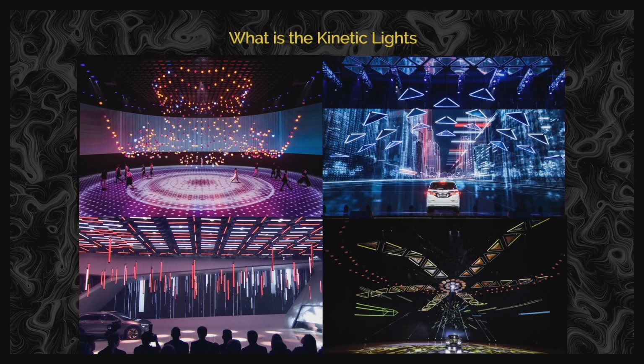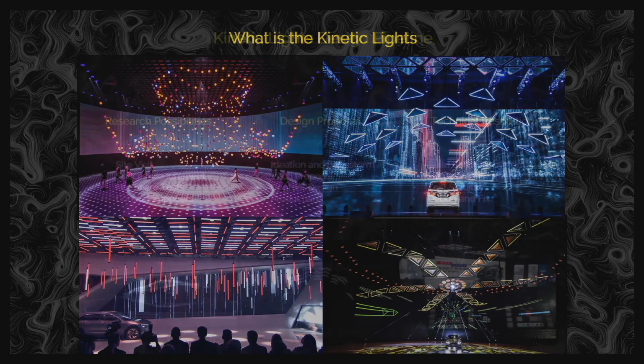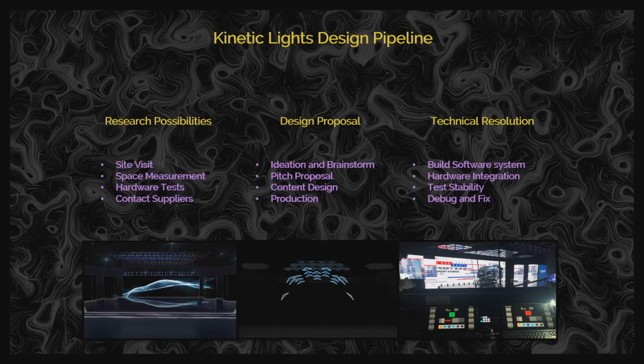Hi, I will introduce more about the design side and also share a few tips for designing kinetic lighting. First, the pipeline usually begins with the site tour. We measure the space and calculate how many lights we need. We also test the hardware in the factory. Then we begin to think about ideas. We do the ideation, and we also design the motion and colors of the lighting.